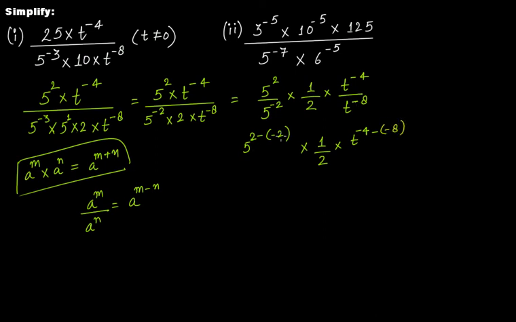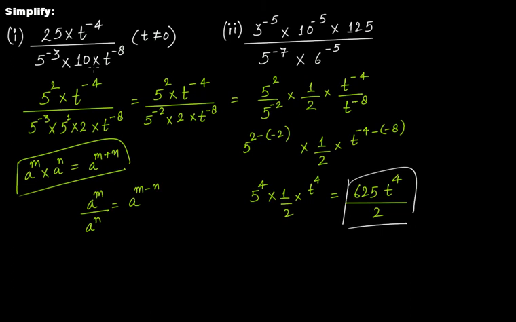sorry, you have minus 8 as n. So this becomes 5 raised to the power of 4 multiplied by 1 by 2 multiplied by t raised to the power of 4. If you solve it, you'll get 4. So from here, 5 times 5 is 25, times 5 is 125, times 5 is 625. This is t raised to the power of 4 and then divided by 2. So this is the answer for this part.